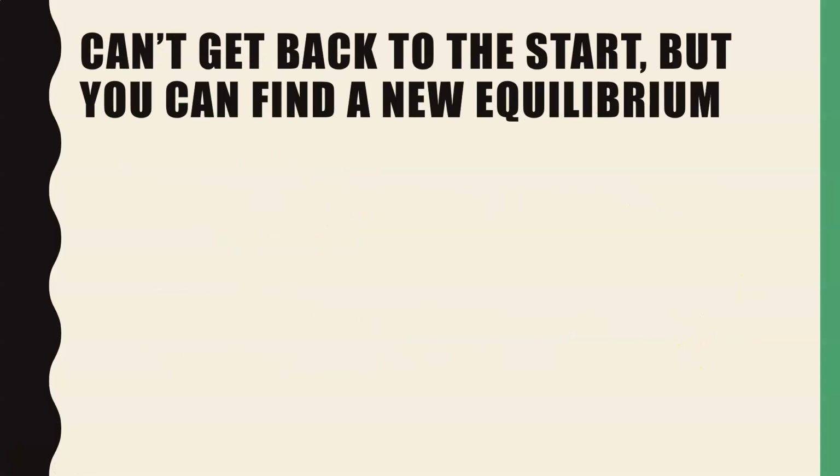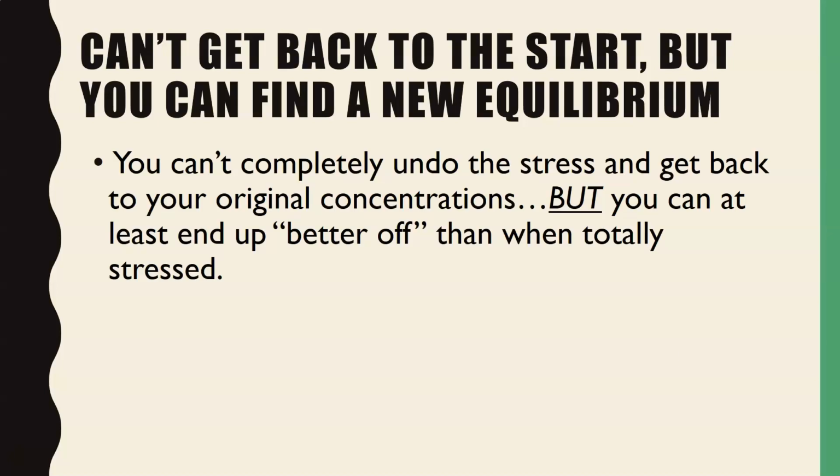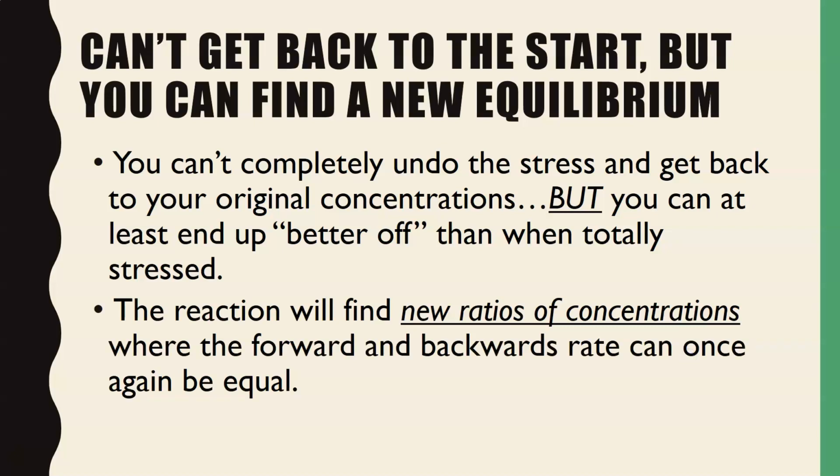This is something that's pretty tough for people, and I think it takes a little bit of practice. I have a graphic that I think is helpful. We will not be able to get back to where we started. You are not going to the original equilibrium point. You are not going to be at the original ratio that you had. You can't completely undo whatever got messed up, but you can get better off than you were. Okay, you can't get back to where you started, but you can at least get better than when it was completely messed up. So we will have a new ratio that we're looking for.